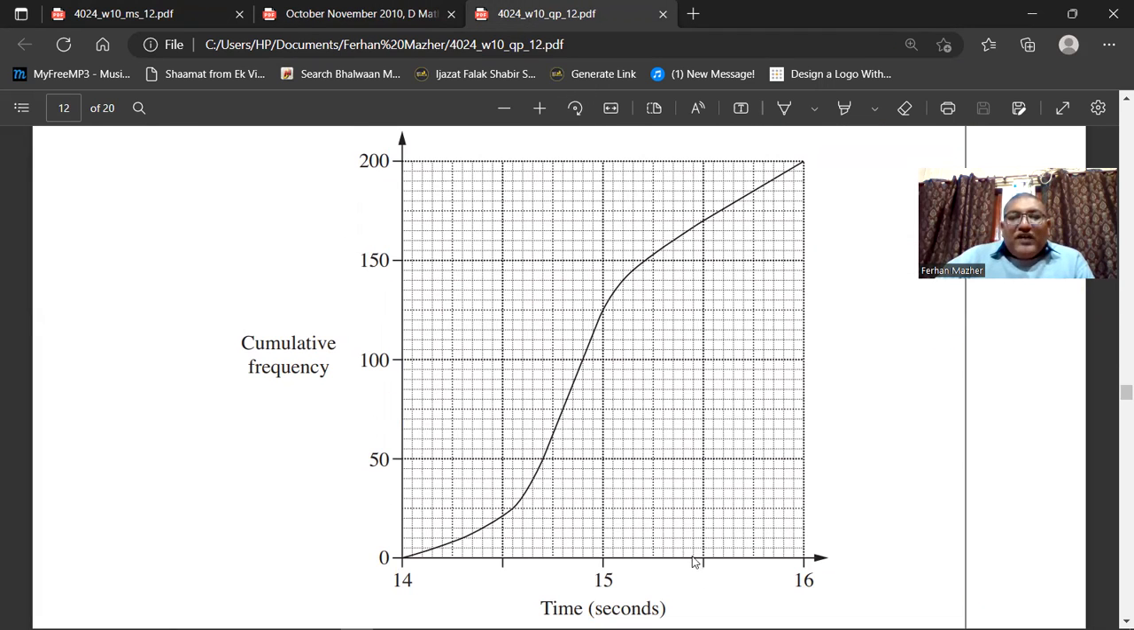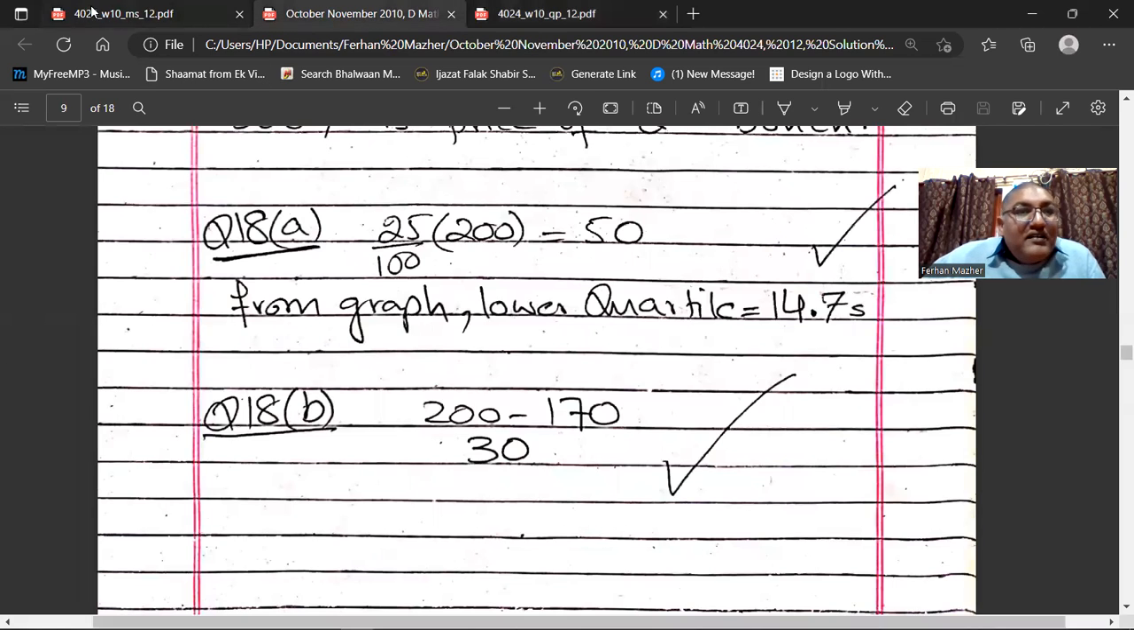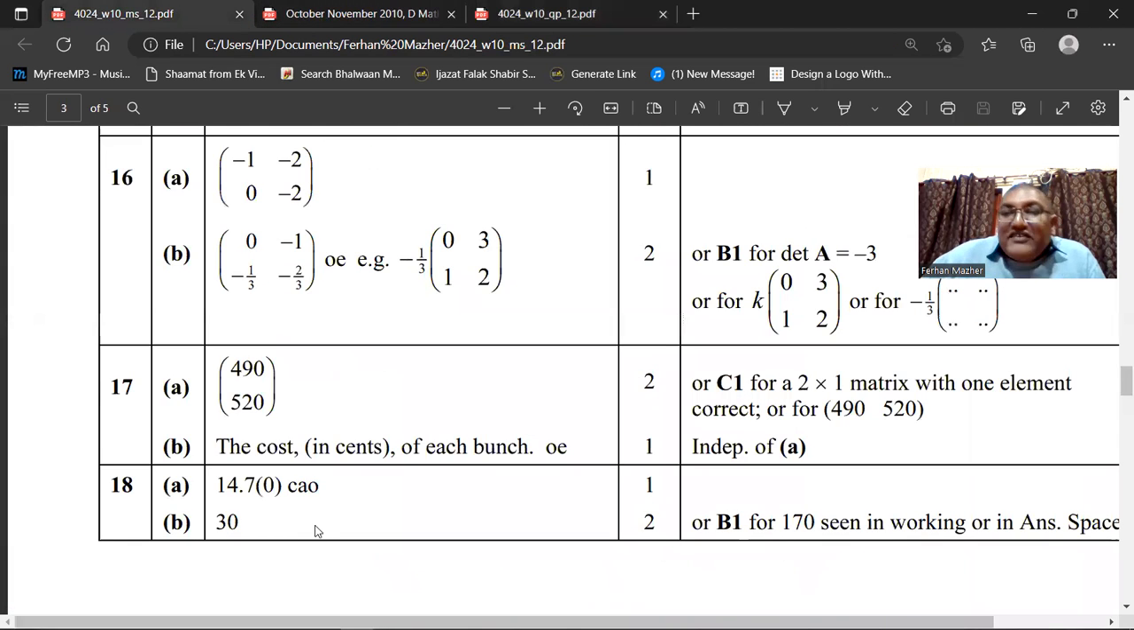So from 15.5 seconds, I go there and check the number here. That's 170. So the children who took more than this time are here. That will be 200 minus 170, and that will be 30. So 30 is the answer. 30 is the right answer.